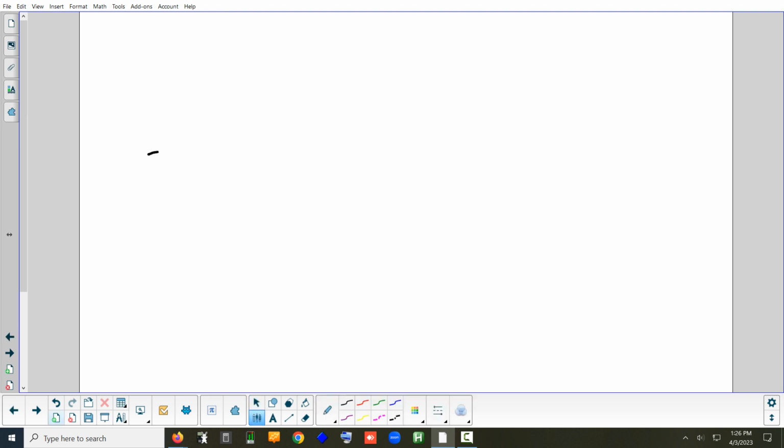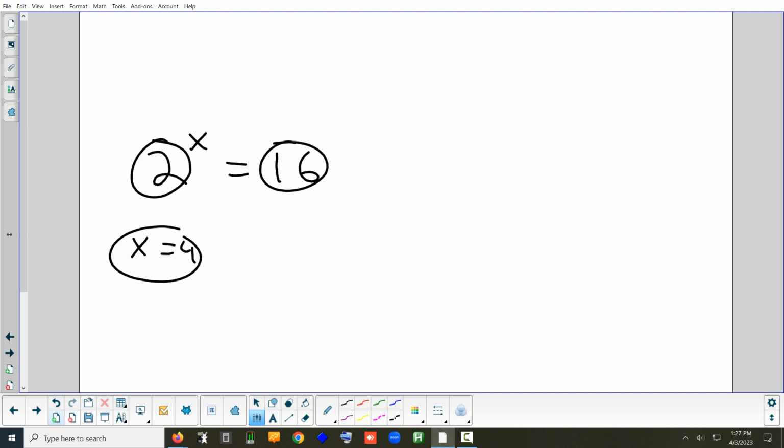So let's take a look at something like this. Say 2 to the x equals 16. So that's called an exponential equation because it has a variable in the exponent. Now it's asking you, 2 to what power would give you 16? Can anybody tell me? Yeah, 4. 2 to the 4th power equals 16. Now, as long as this number is a power of that number, then it's pretty straightforward. So if I put a number here like 8, the answer would be 3.